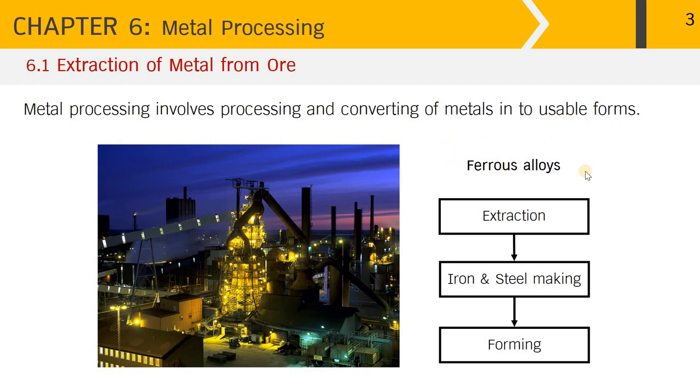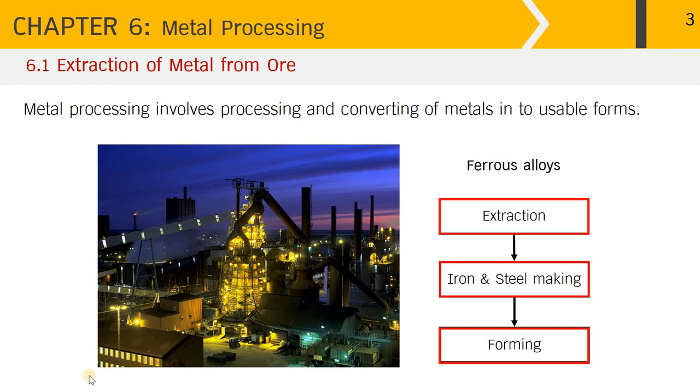For example, if we talk about the ferrous alloys, there are 3 main processes involved. The first one is the extraction process, where we change the metal ore into metals. And then for the ferrous alloy, we have to go through the iron and steel making, where we adjust its composition and refine the steel to obtain the steel grade that we want. And at this stage is the primary process. Then the steel has to go through the secondary process, where it is changed into a desirable shape through either mechanical forming or casting.